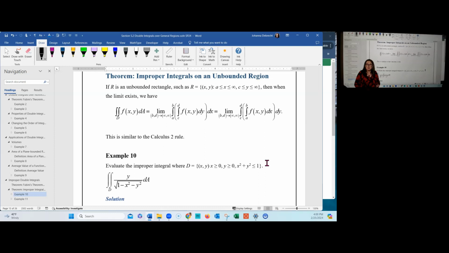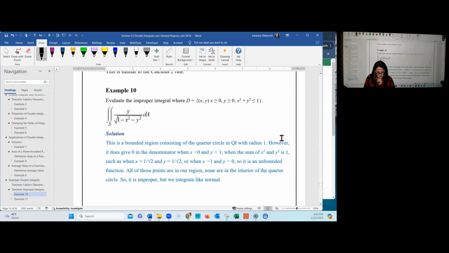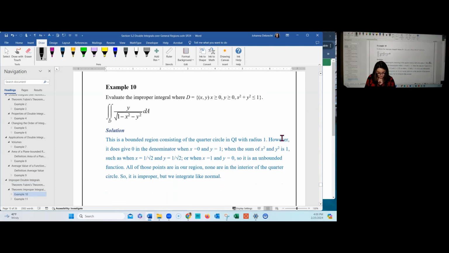Probably the best way to see these is simply to do an example. Let's go ahead and take a look at example 10 now. When we look at example 10, we have our function of two independent variables, y divided by the square root of the quantity 1 minus x squared minus y squared. When we think about this region, we know that we cannot allow the denominator to be 0, because if we do, we must have a vertical asymptote in the surface.